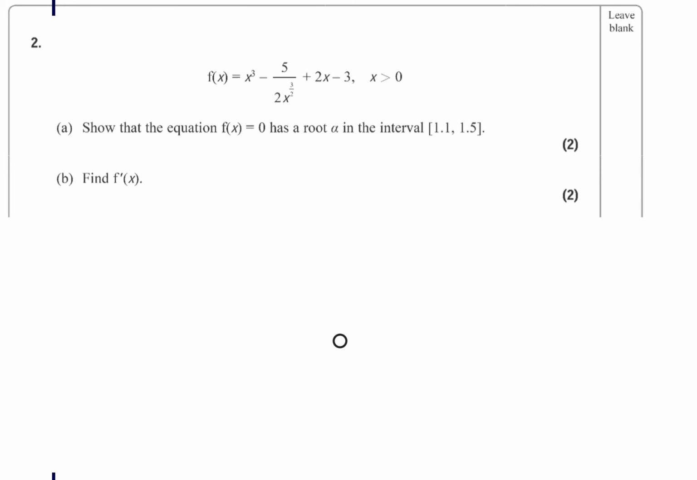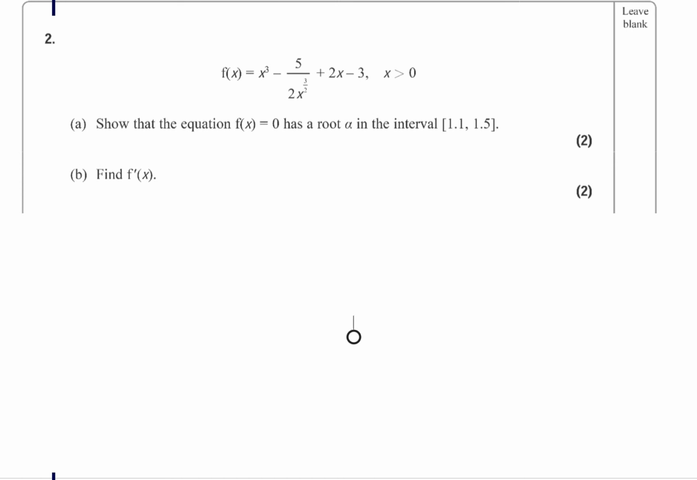Right, okay, this is June 2014, FP1 paper. This is question 2, part B. We've already looked at 2, part A. So, again, it's the same function as 2, part A, f of x equals x cubed minus 5 over 2, x to the power 3 over 2, plus 2x minus 3. And part B is asking us to find the derivative of this function.